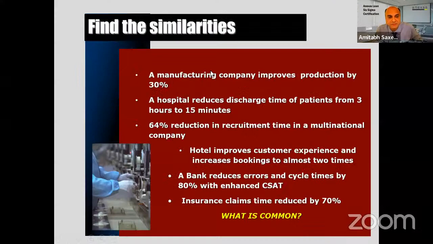Now, can you find some similarities here? A manufacturing company improves the production by 30%. A hospital reduces discharge time of patients from 3 hours to 15 minutes. There's a 64% recruitment time reduction in a multinational company. A hotel improves the customer experience, and a bank reduces errors and cycle times by 80%. What is common here? What are the things which are common here? Can you make a guess?